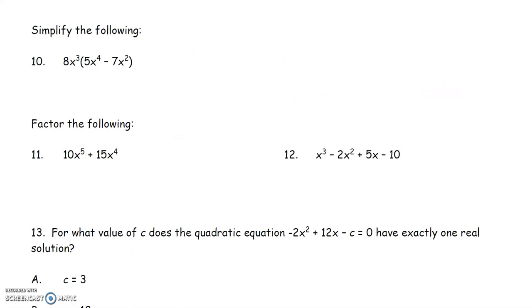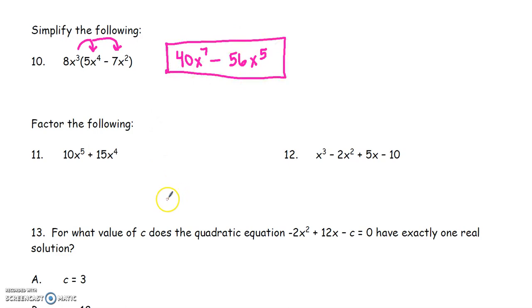Okay, so number 10 says simplify the following. So all we are doing is multiplying. I am distributing the 8x cubed with everything inside this parentheses. So remember, I multiply my coefficients, but I'm going to add my exponents. So 8 times 5 will give me 40. X cubed times x to the 4th would be x to the 7th power, minus 8 times 7 will give me 56. X to the 3rd times x to the 2nd will give me x to the 5th. And I am done.